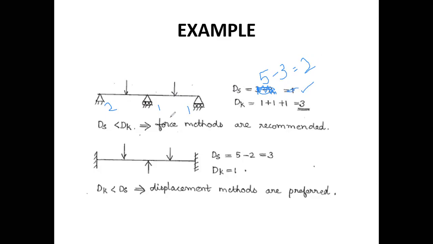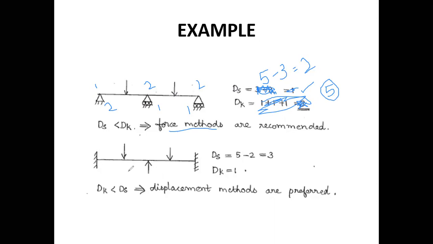Now if we calculate the kinematic indeterminacy in this case, it will be the degree of freedom. The degree of freedom here is 1, here 2, and here 2. So the total degree of freedom is 5. So in this case, the degree of static indeterminacy is lesser than the degree of kinematic indeterminacy. So we will prefer the force method to analyze this structure.